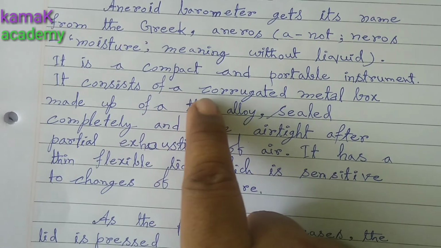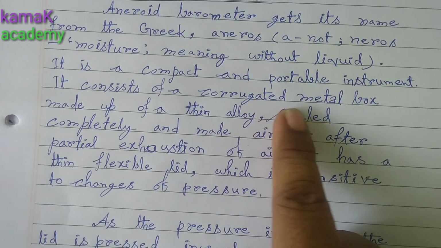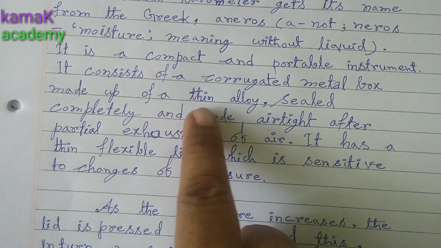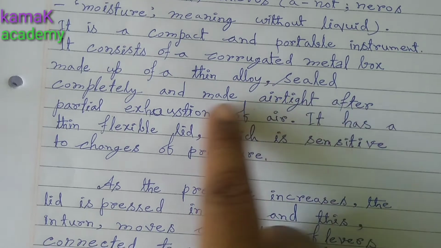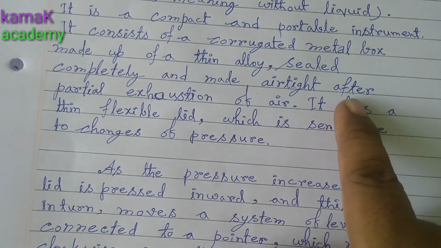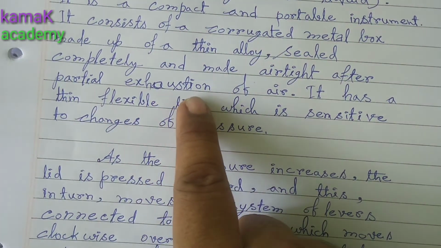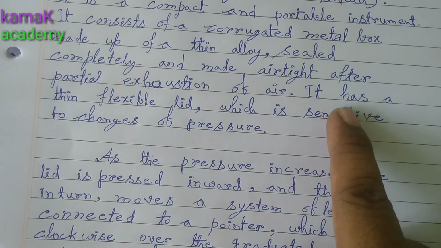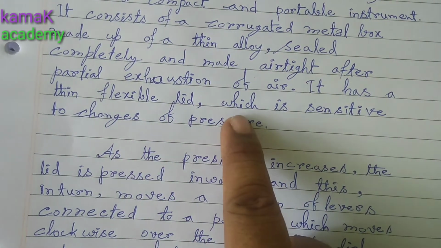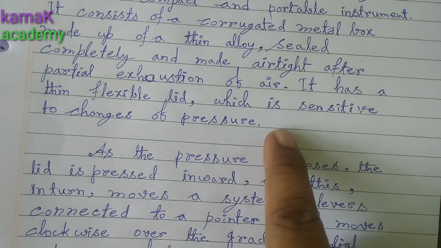It consists of a corrugated metal box made up of a thin alloy, sealed completely and made airtight after partial exhaustion of air. Full stop. It has a thin flexible lid, which is sensitive to changes of pressure. Full stop.